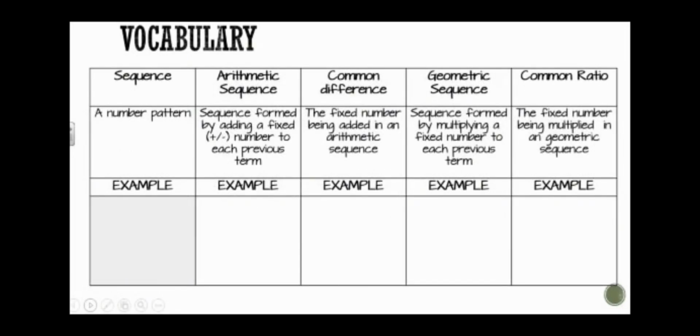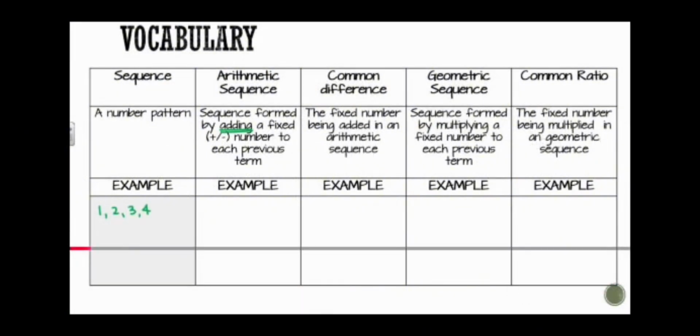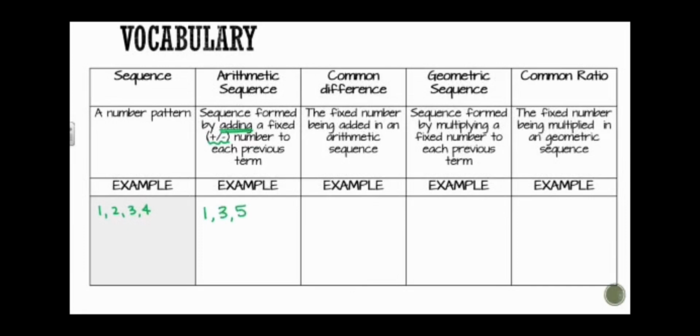So a sequence is just a number pattern, and it could be absolutely anything. Like you add, it could be positive or negative. So it could be getting bigger or it could be getting smaller. Like 1, 3, 5, 7.